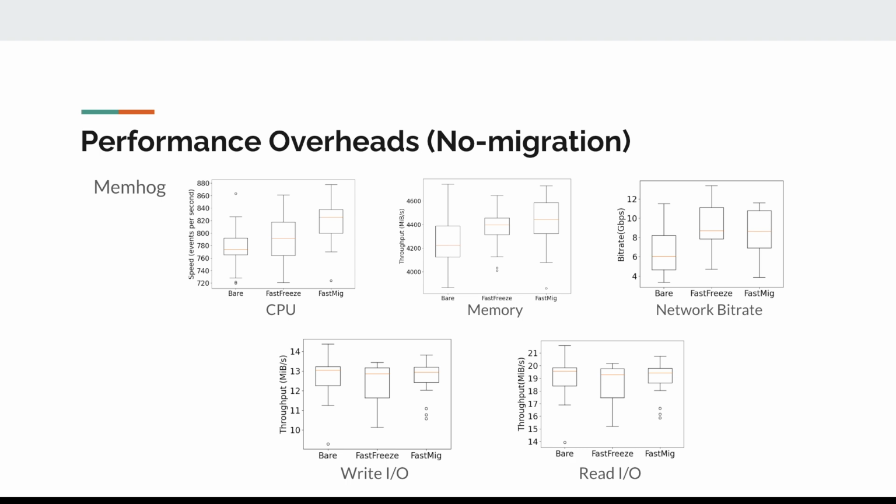And for the performance overheads in normal operation, you can also see that there is no difference at all in the performance, in CPU speed, memory bandwidth, network bandwidth, write IO bandwidth, or read IO bandwidth. So the user should not be concerned about the performance or overhead when using it in normal operations.